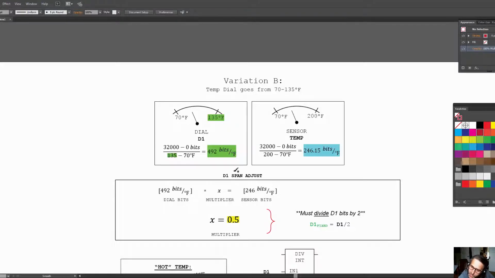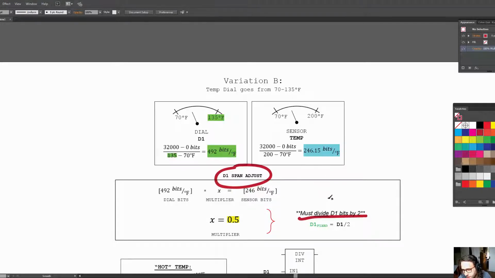So there's just a span adjust we have to do. The span adjust is pretty simple. The number is going to work out pretty simply, as you can see here. And I wrote it out as an equation, but the question is, if you take the dial bits, 492 bits per degree Fahrenheit, times what number, what multiplier gives you the 246? And I say the numbers work out easy because that multiplier is just 0.5. If you take the dial bits and multiply by a half, you get where we're supposed to be, in agreement with the sensor bits. So you could either multiply by 0.5 or divide by 2.